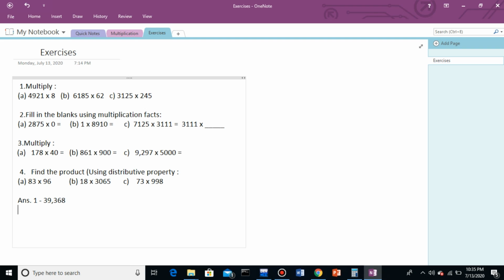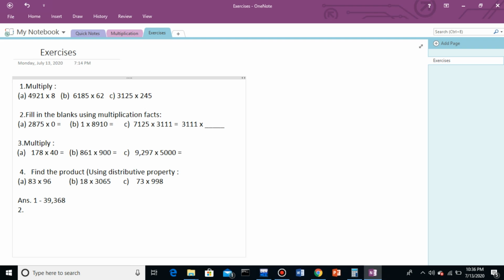39,368. Okay, now solve the rest on your own. I have left 2 for you. Now for the second section, I will solve the first one only.